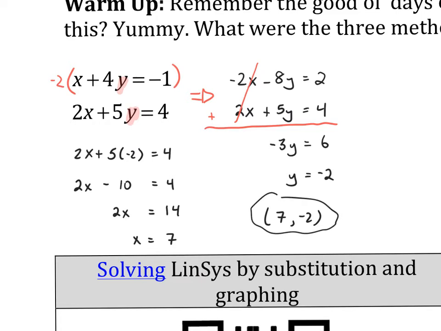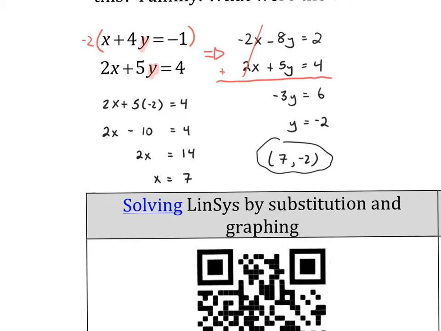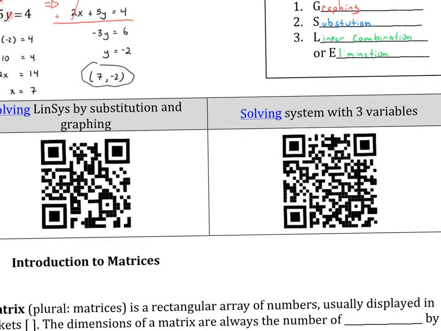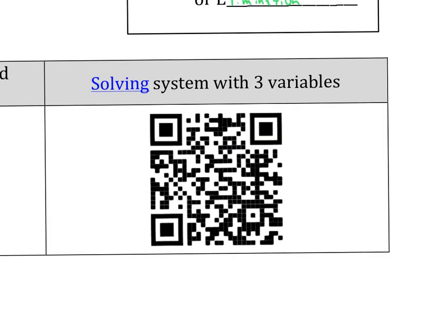Of course, you can check that solution by taking the 7 and the -2, placing it here, and when you do your order of operations, you should get a -1, and repeat that process for there as well. If you click here or scan this, you can see solving by substitution and by graphing. And here we can upgrade to solving a system with 3 variables, where it gets really, really ugly. But today we're also going to show you how to eventually get to that using your calculator.